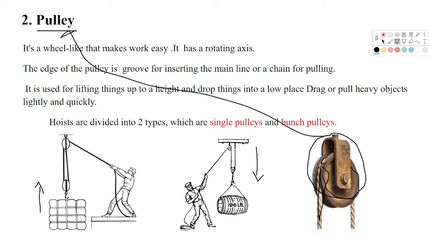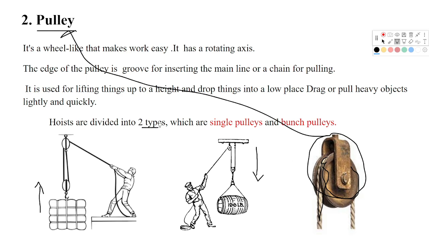So this person is dropping something down. Also drop things to a low place. You can also use them to drag or pull heavy objects in a much lighter and faster way. So this one is used for pulling an object up, and this one is used for pulling an object down. And this is a pulley over here.